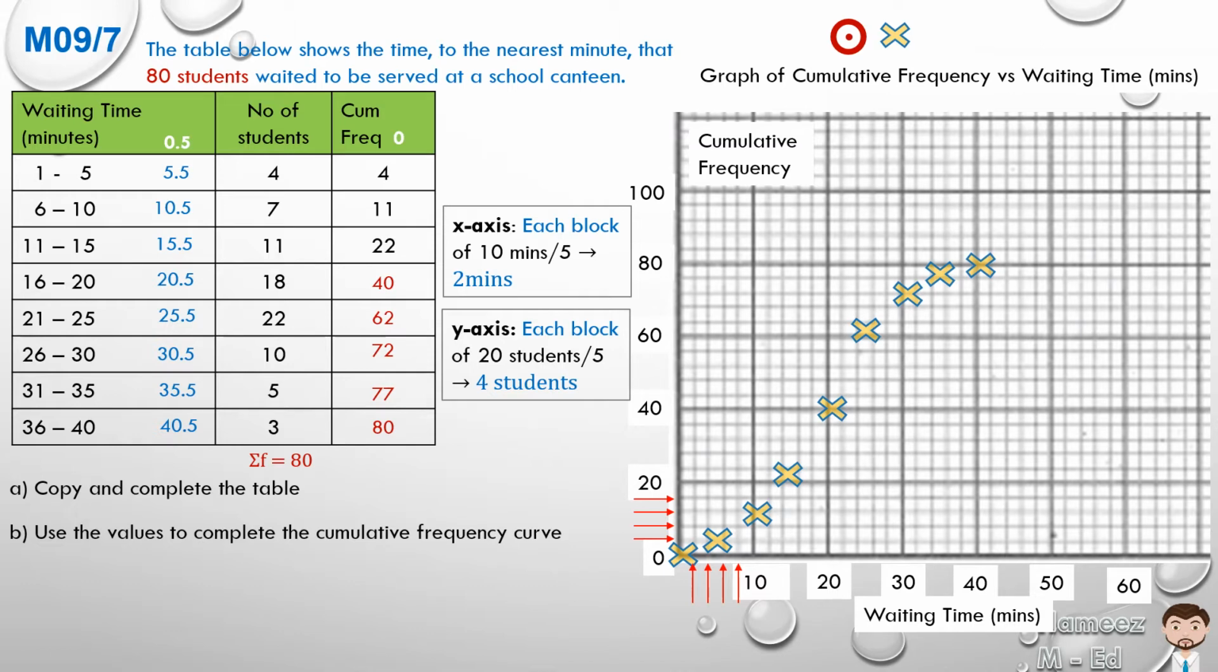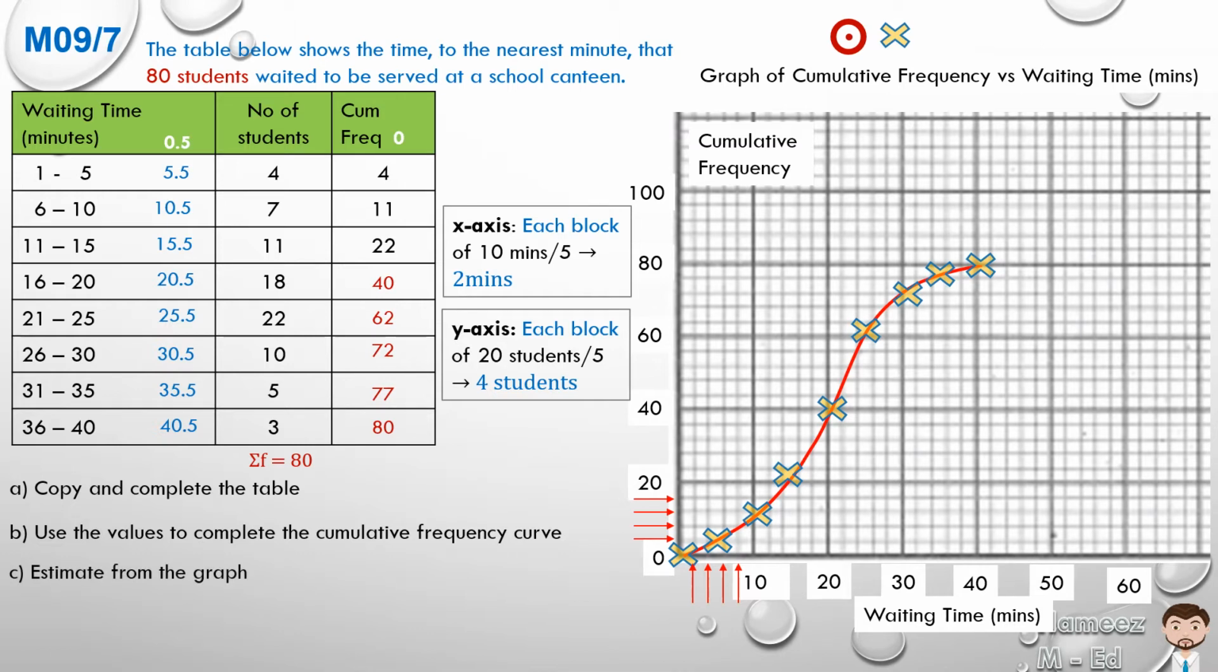And now, what do we do? We draw a smooth, thin curve passing through all the points. Not a series of straight lines. That is a mistake that many students make. Now that we've completed that, we can go on to part C.